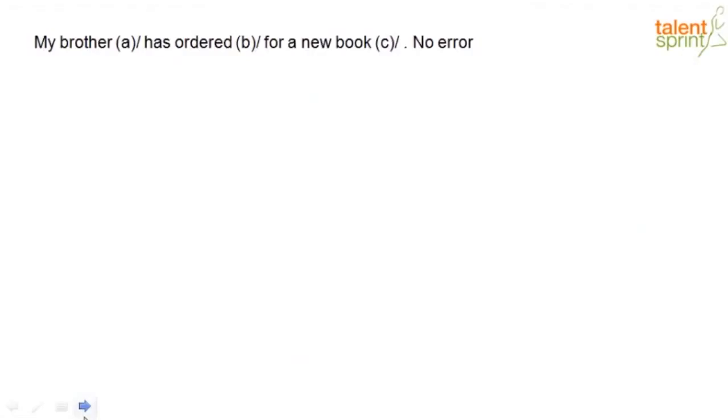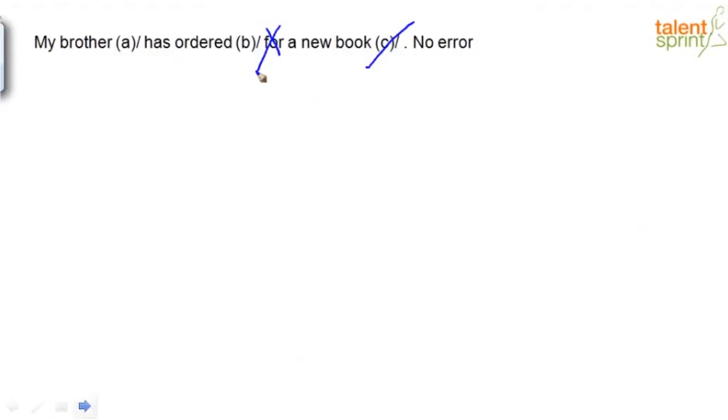Next, rule number 11. Transitive verbs do not use a preposition, or are not followed by a preposition, when the direct object is stated. I've explained what a transitive verb is and I've also explained what it means by a direct object is stated. Watch. My brother has ordered for a new book, right? So quickly, option C is where the error is. Yes, that is correct. What you need to do is delete this for.